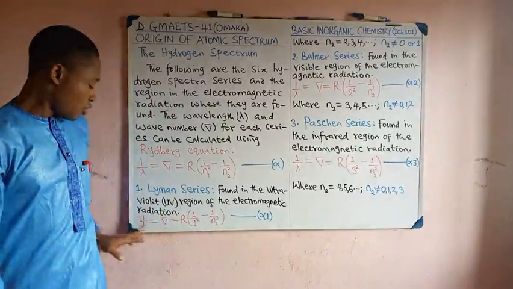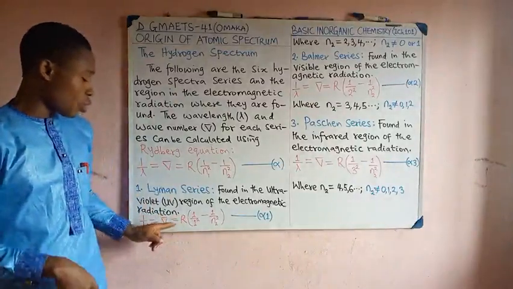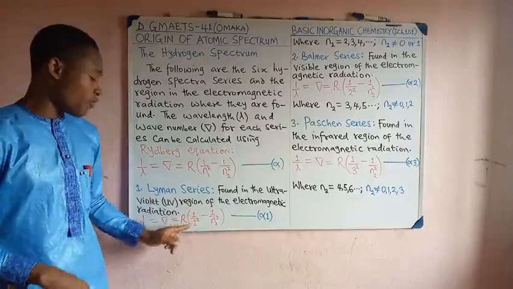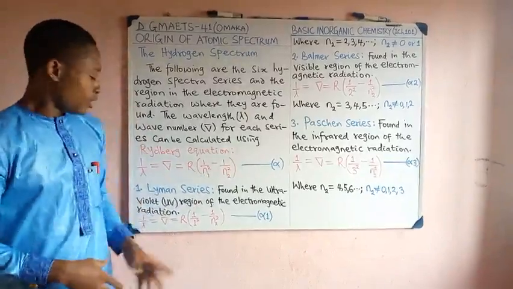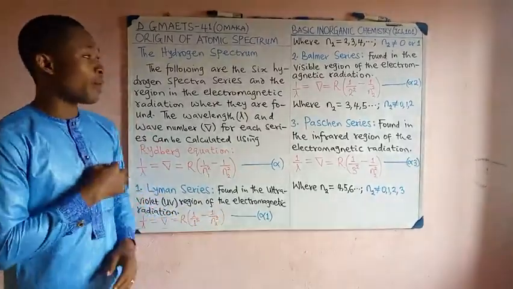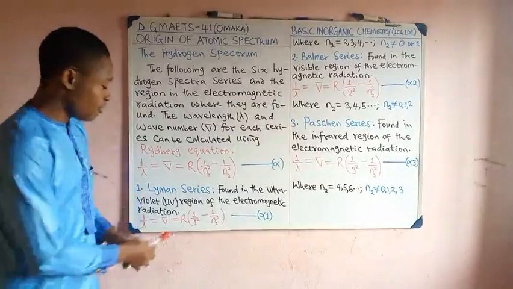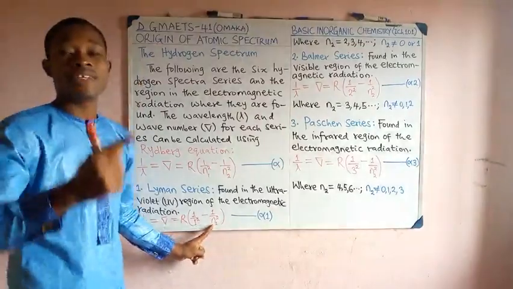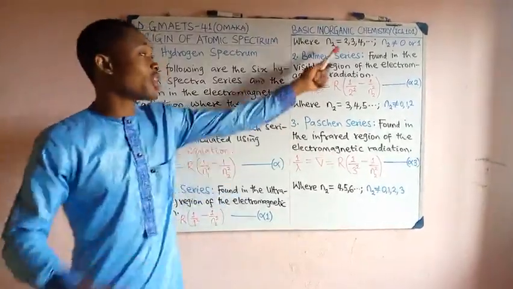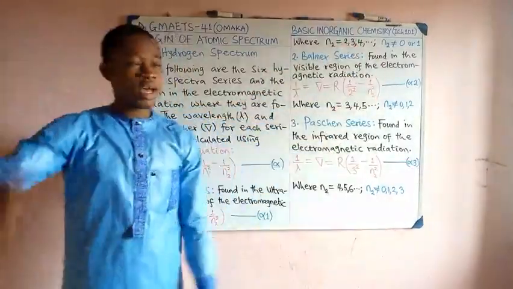So it's going to be 1 over lambda equal to the wave number equal to R, open bracket, 1 over 1 squared. So you take note that n1 is equal to 1. Then minus 1 over n2 squared. It's very important for us to know that if n1 is equal to 1, n2 can never be 0 and it can never be 1. The value of n2 will start from 2, 3, 4 and above.